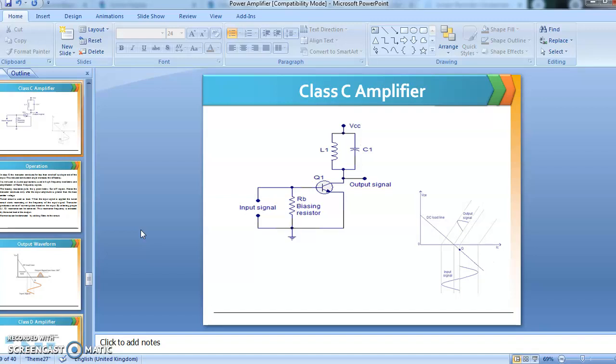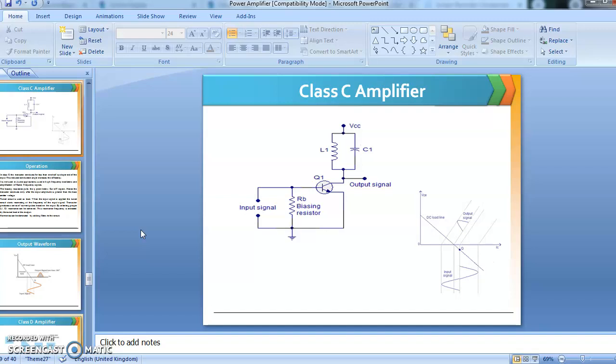So in this video we discuss the class C power amplifier. This is a circuit diagram of the class C power amplifier. Here the load resistance is replaced by the tuned circuit. Next, the bias resistor is connected across your base terminal.